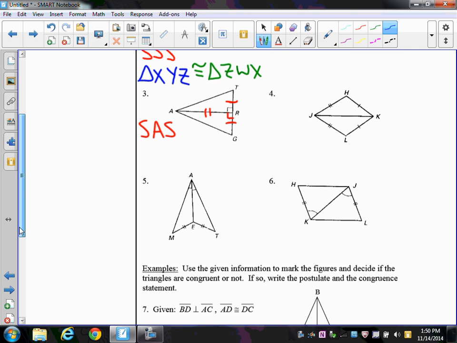Again, we'll use that same trick where we go 1 to 2. That's going to be triangle GRA, which is congruent to, 1 to 2 again, triangle TRA.